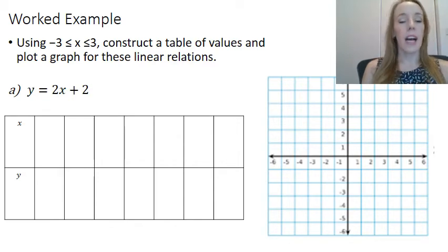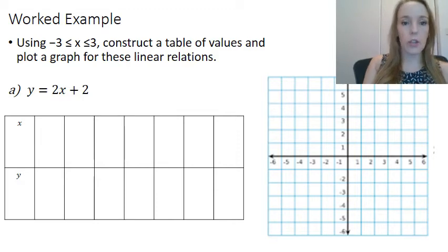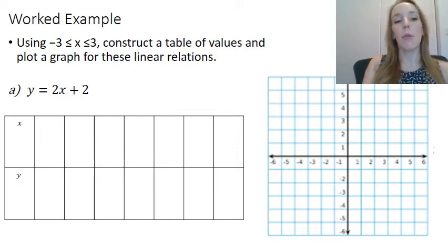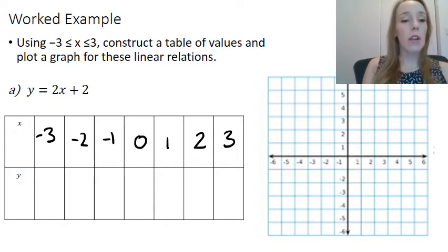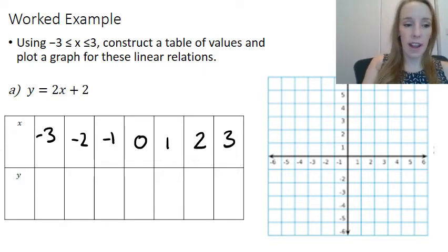Okay, our second example, again, we're going to use x values greater than or equal to -3 and less than or equal to 3 to construct a table of values, and again plot these onto our graph paper there. So -3, -2, -1, 0, 1, 2, 3. And then we can use our formula to fill in our values for y.